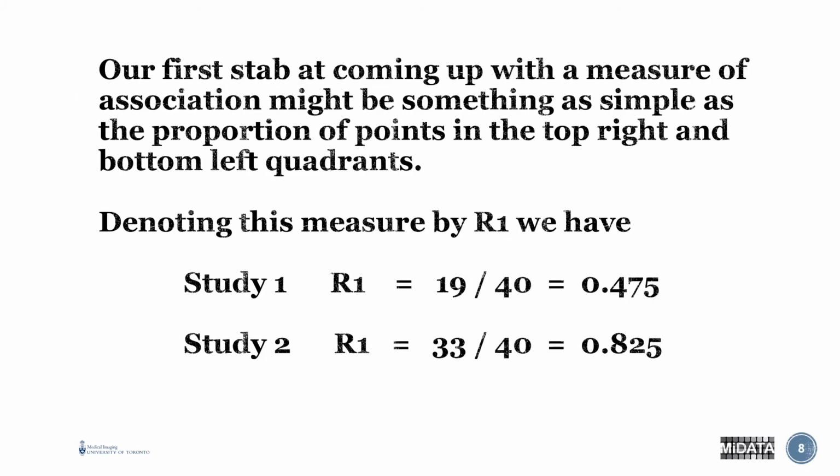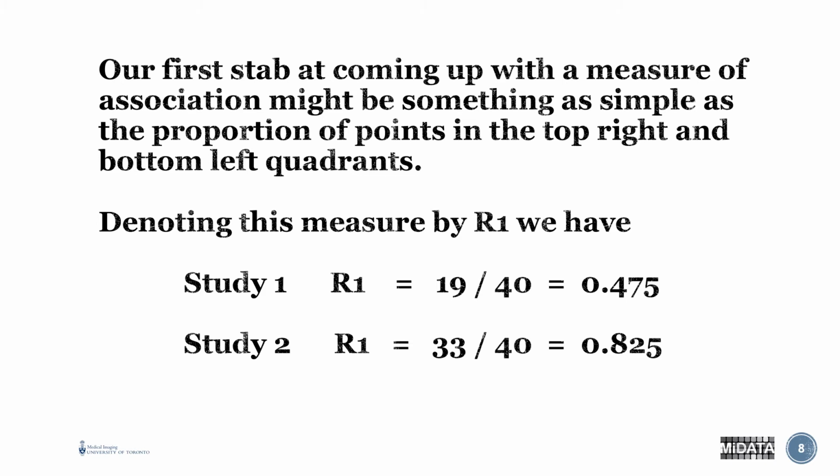So our first stab at coming up with a measure of association might be something as simple as the proportion of points in the top right and bottom left quadrants, because that's where we see most of the activity going on, right? And we're like, this must mean something. So let's call this R1 as our first measure.